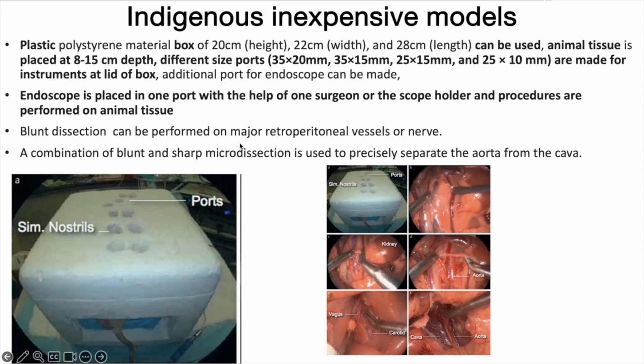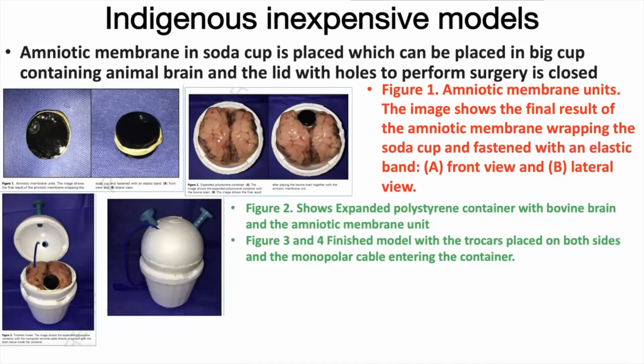Blunt dissection can be performed on major retroperitoneal vessels or nerve. A combination of blunt and sharp micro dissection is used to precisely separate the aorta from the vein. Amniotic membrane in a soda cup is placed, which can be placed in a big cup containing animal brain, and the lid with a hole to perform surgery is closed.